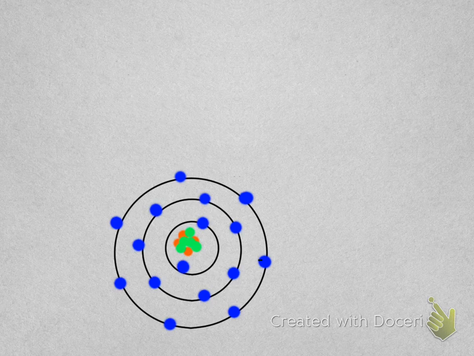Stop number 1 is the atom. What we know and what we've learned from chemistry is that all matter is composed of atoms, right? And that these atoms contain both positively and negatively charged particles, and those particles are called ions, right?